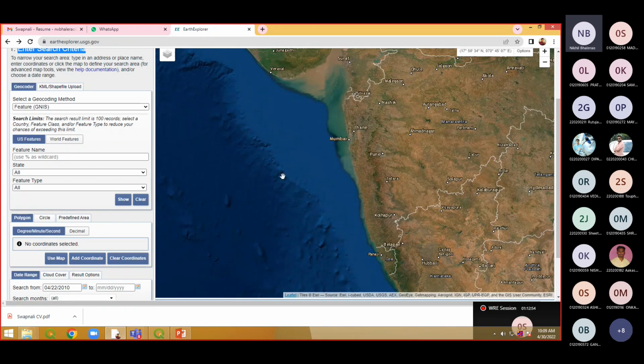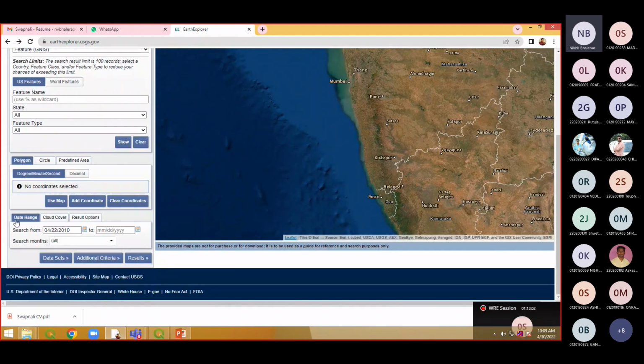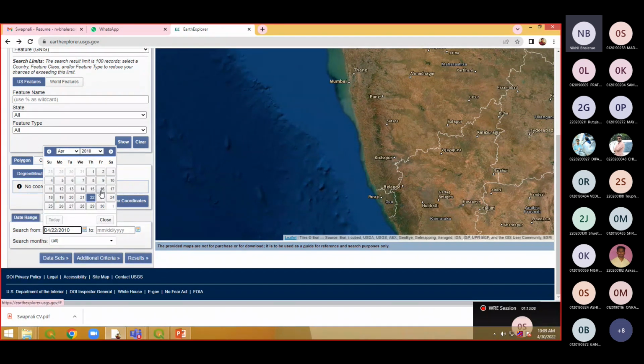Or if you have predefined data, for that you can get the various kinds of maps or images which are provided by the remotely sensed data sets. At the end you can see the date range is given. You can select for which dates you want these data sets, and accordingly search for the data.